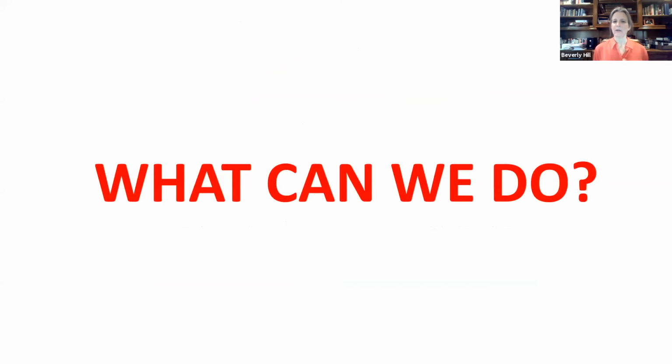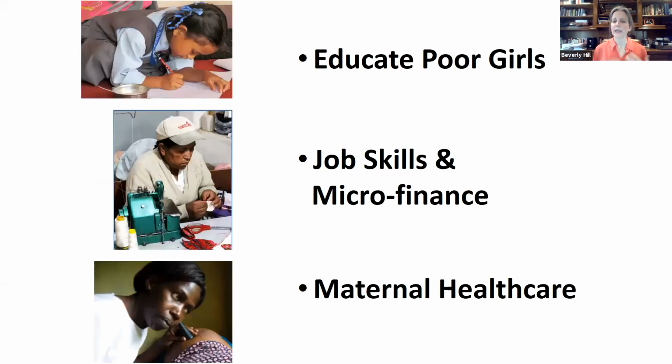So if governments aren't doing anything, if we don't have top-down measures that are working, what can we do? What can we do at a grassroots, bottom-up level? There are three principal things. We can educate poor girls. Our group believes that educating poor girls so that they are economically useful to their families and self-reliant, so that they don't depend on husbands, is the best long-term solution to the problem. We can also give women job skills and microloans to start up their own small businesses, and we can provide maternal health care.